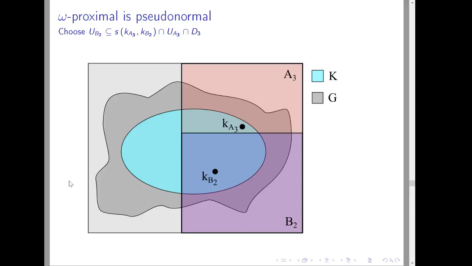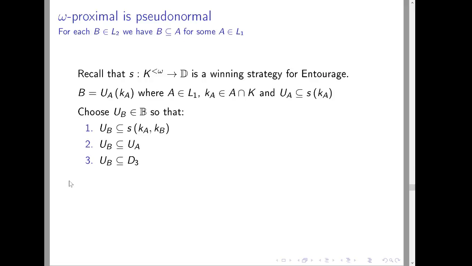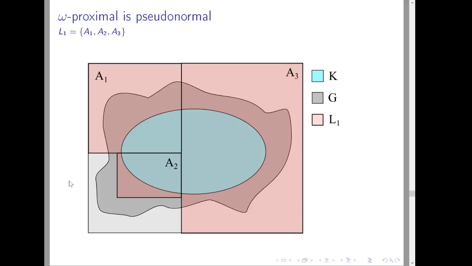Now we're probably in the land of too many subscripts, where it's getting hard to read, but the idea is we're going to chop up B2 using the winning strategy. We're also going to make sure that we have a refinement of the level 2 cover and also a refinement of the D3 that we chose. So when we divide up B2 like that, maybe we'll get a C1 and a C2. And here's the text again, a big pile of text for everything that I just said. We choose that specific entourage, we divide up B, and then we do that for each B and union them all together.